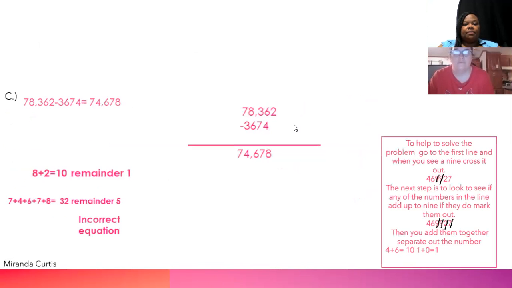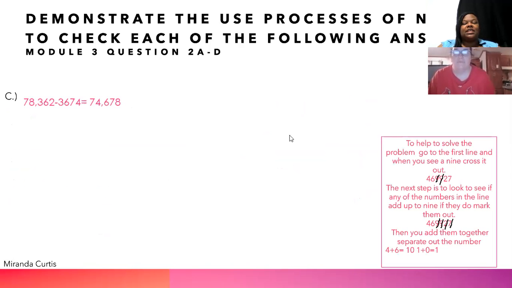All right, Miranda. Demonstrate the process of nines to check each of the following again. Okay, so now we're going to subtract. We're going to use the same rule, and we're going to roll out our nines. So we have 78362 minus 3674 equals 74678. Do we know it's true? No, we have to check.